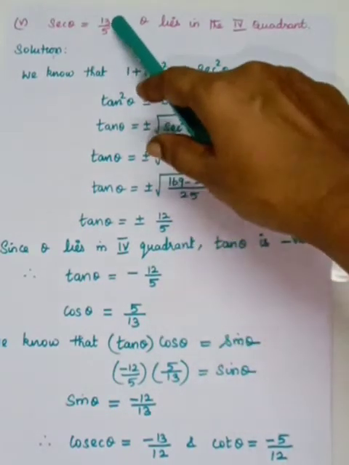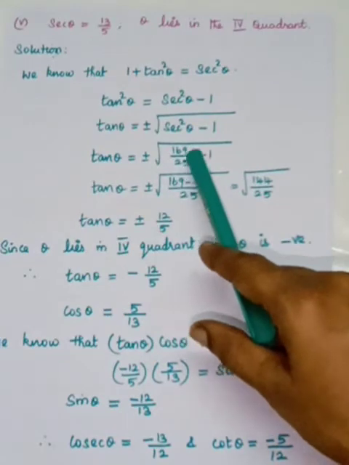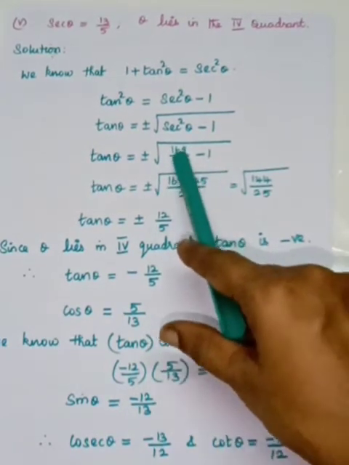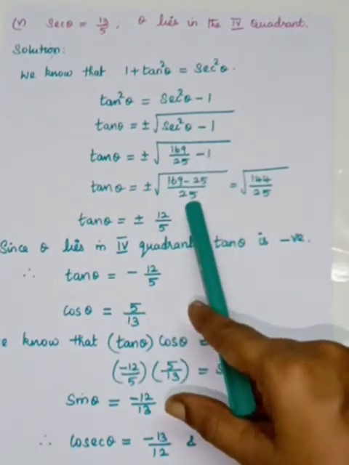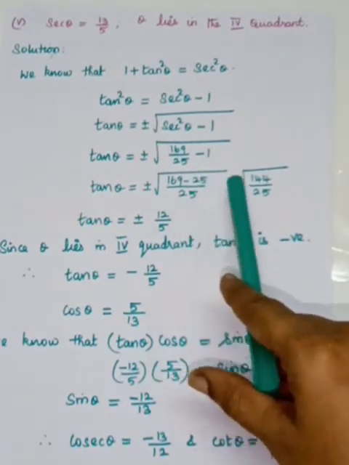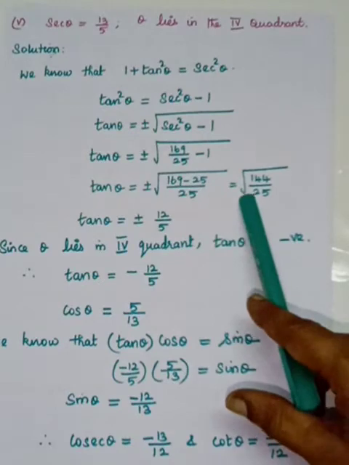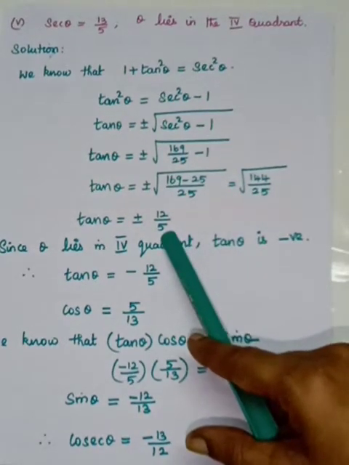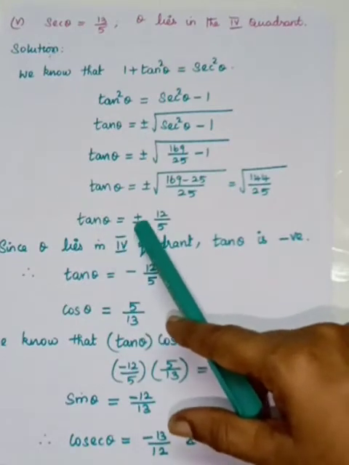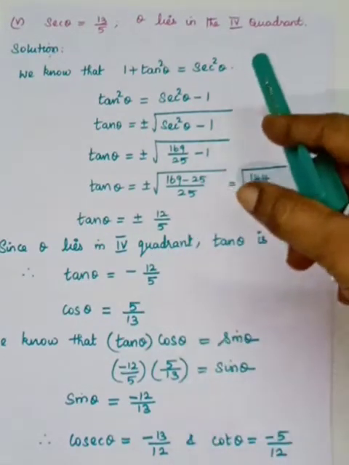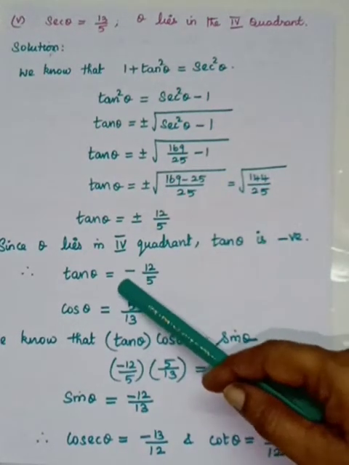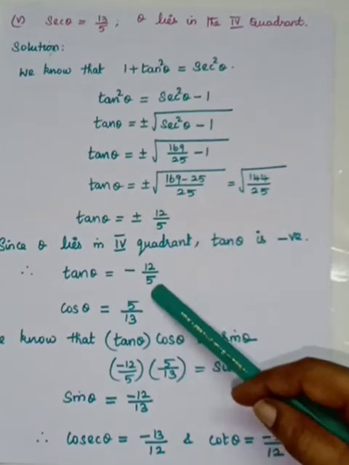Secant theta is what? 13 by 5. When you square, it is 169 by 25 minus 1. If you take LCM, 169 minus 25 divided by 25. So 169 minus 25 is 144. The square root of 144 is 12, divided by the square root of 25, which is 5. So tan theta is plus or minus 12 by 5. Theta lies in which quadrant? Fourth quadrant. So tan theta is negative. So I have written tan theta as minus 12 by 5.